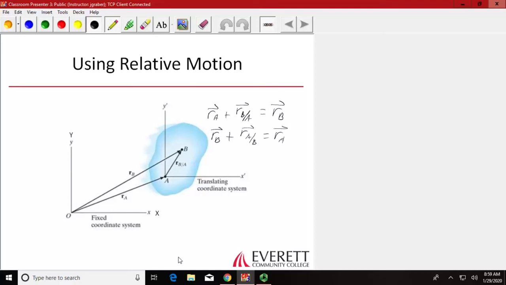I'm going to take the second one and take the derivative of it, and we get the velocity of B is equal to the velocity of B plus the velocity of A with respect to B is going to be equal to the velocity of A. And then the acceleration of B plus the acceleration of A with respect to B is equal to the acceleration of A. We have three relative motion equations that relate position, velocity, and acceleration.